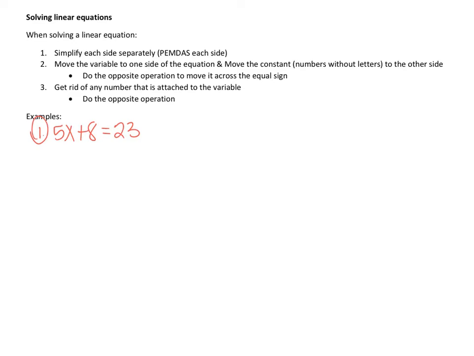So what I need to do is move this 8. To move or take that to the other side, I'm going to do the opposite operation. So instead of adding an 8, I'm going to subtract an 8 so that I can cancel off the 8 from that side of the equation. That's going to leave me with 5x on that side of the equation. If I take 23 minus 8, I'm going to be left with 15. I'm going to continue to solve. So to continue to get x by itself, I notice 5 is being multiplied by x. So the opposite operation would be to divide by that 5, which is going to leave me with x being 3.